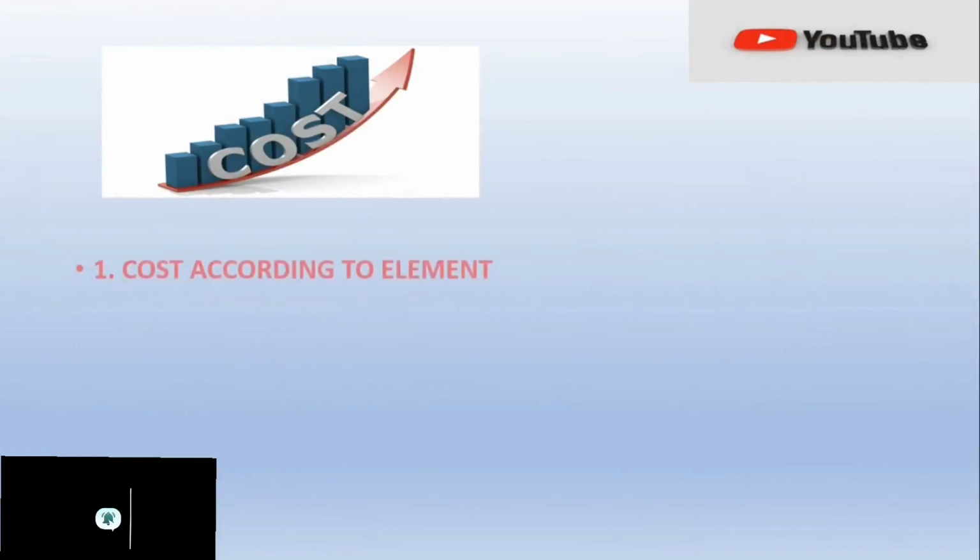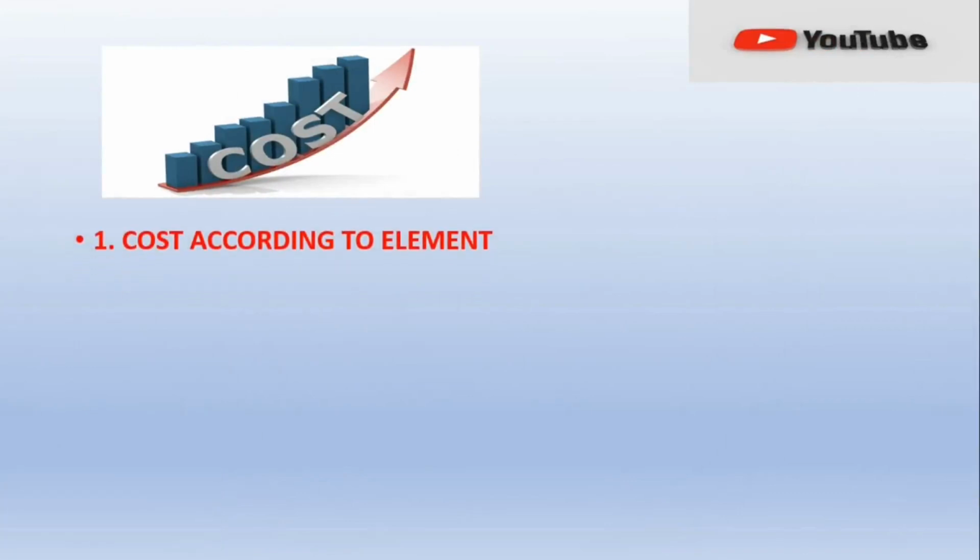Cost according to element. Under cost according to element, this can be divided into three: material, labor, and expenses. Material is the cost of material or commodity, other than fixed assets, that is introduced in the production process, while labor is the physical and mental effort of humans in the production process. Expenses are the costs other than material cost and labor cost, for example, royalty payments, copyright, patents, utility, electricity, water rate, rent, etc.